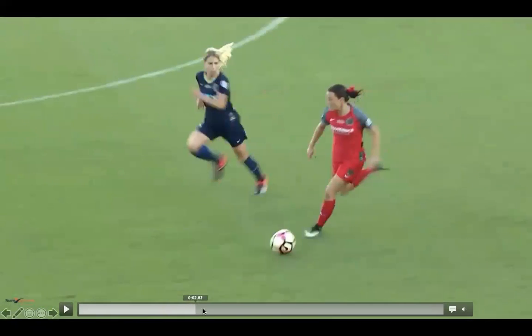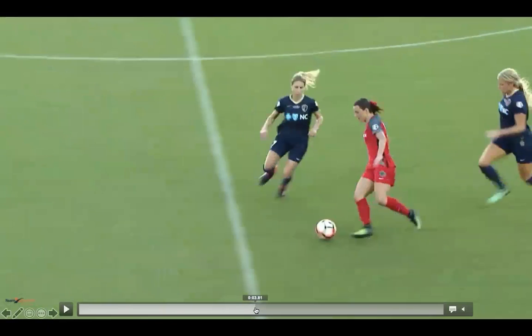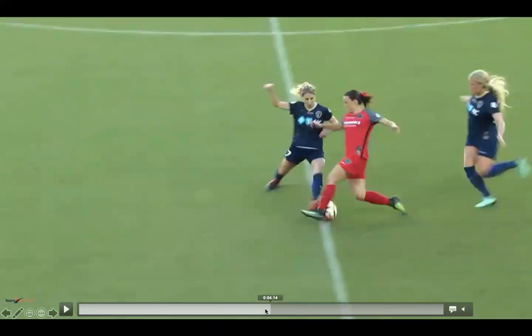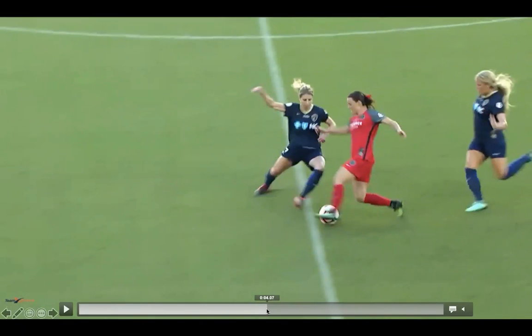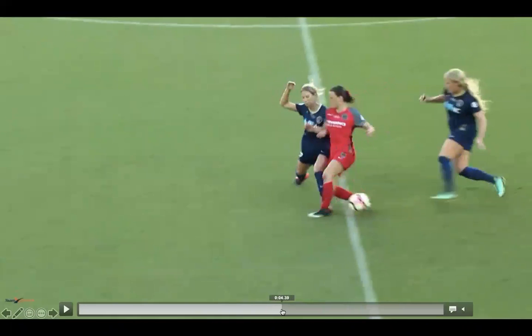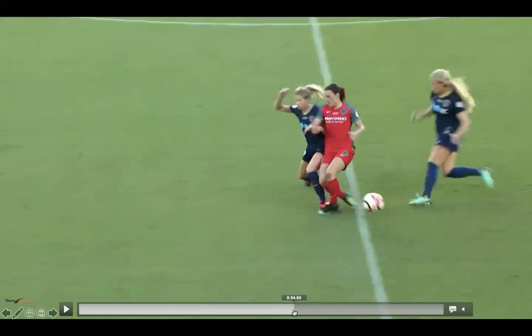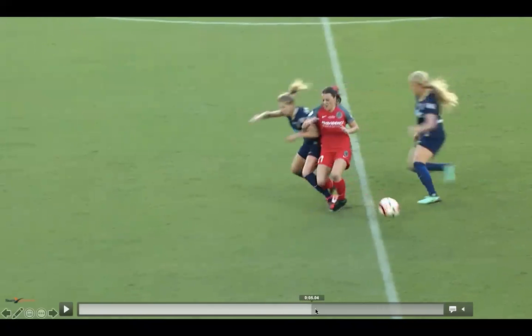So the key thing about this clip is they're running together. This is a perfect scenario where you can tell by the way the player's approaching that this is going to be a lower body challenge. She's not coming in from the side to try to use her upper body. She reaches in. So at this moment right here, she actually tips the ball away. She makes contact with the ball first. But then her follow through causes her to put her foot directly onto the ankle of the opponent and then onto the top of the foot as well.